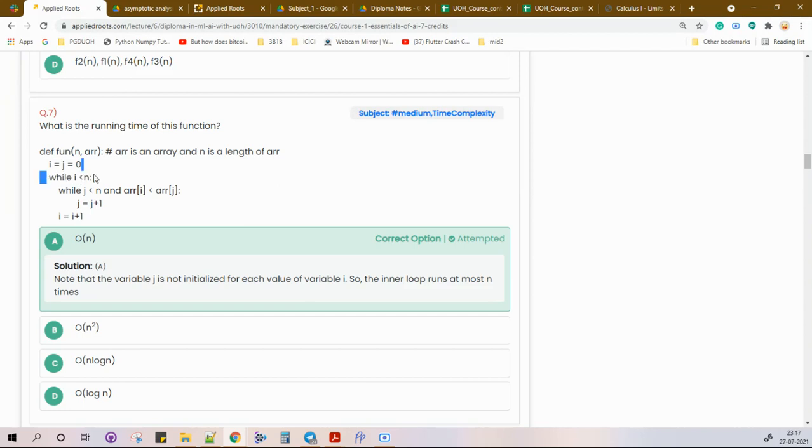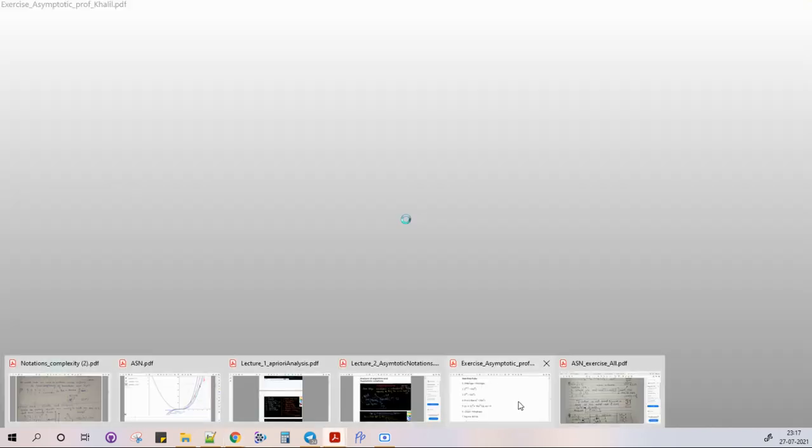So this loop will run n times basically. While j is less than n and array of i is less than array of j, correct? j equal to j plus 1. So this loop will run n times, correct? But not every time. It will just run for the first time, when i equal to 0. After that we are not saying j equal to 0 anywhere, right? So this would be order of n.